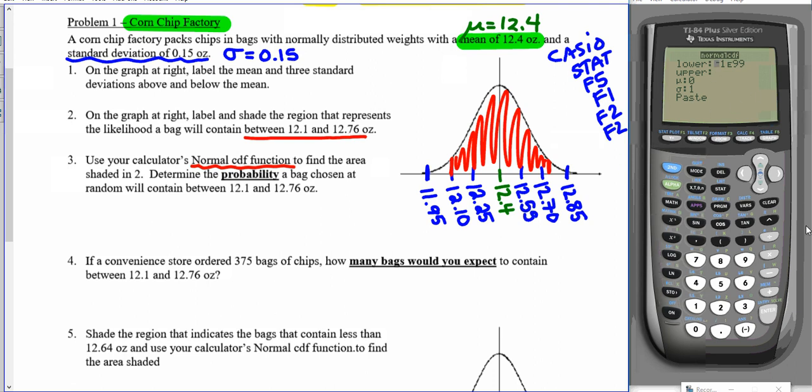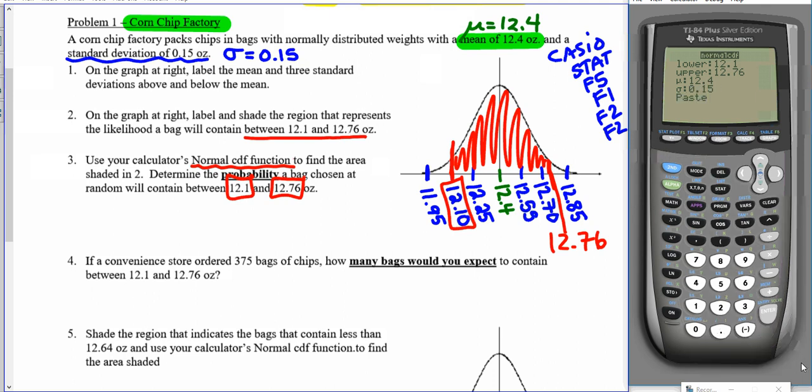This is going to look the same now from then on out. Your lower value is your left side. So my left side right here was 12.1. That was my lower of my 2 values. Your upper is your right value. My right value up here was 12.76, or my higher of my 2 numbers. Then I'm going to put in my mu and my sigma. Be sure you're putting the correct thing in each one. They're in the opposite order if you're using a Casio. My mu was up here, that was 12.4. Sigma, or standard deviation, was 0.15.